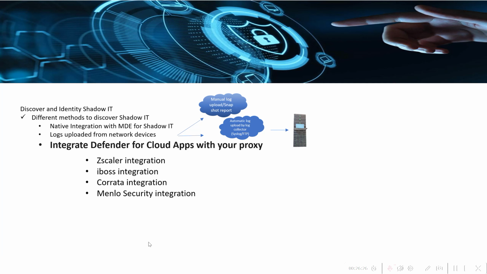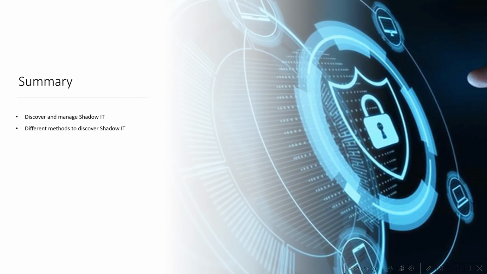This was all about shadow IT discovery in MDCA. To sum up, we have discussed how to discover and manage shadow IT. We have also seen the different methods to discover shadow IT. In the next video, we'll talk about how to identify the risk level of your applications. We'll also discuss how an admin can manage the discovered applications based on the risk score flagged for them.